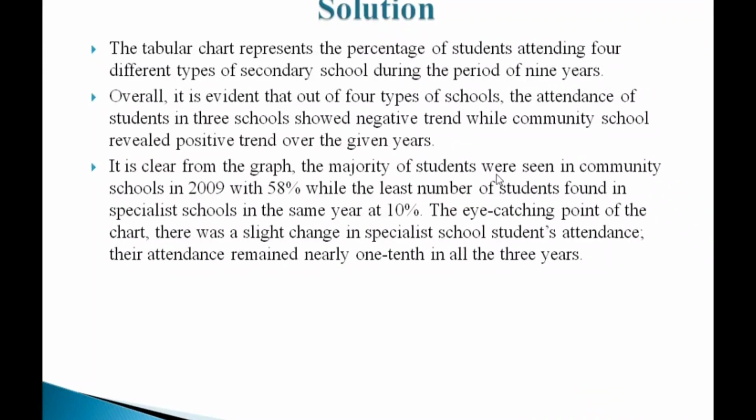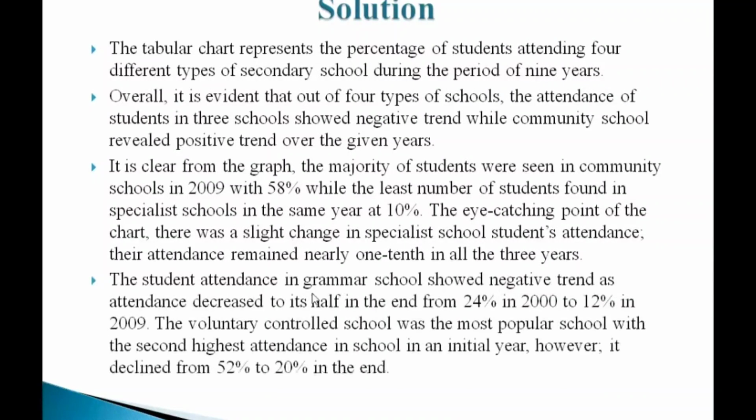So you have discussed community school and specialist school in body paragraph 1, and in body paragraph 2 you have discussed grammar school and voluntary controlled school. The student attendance in grammar school showed a negative trend. So attendance decreased to half in the end, from 24% in 2000 to 12% in 2009. The voluntary controlled school was the most popular school, with the highest attendance in the initial year. However, it declined from 52% to 20% in the end. So voluntary school and grammar school are mentioned in the second body paragraph.